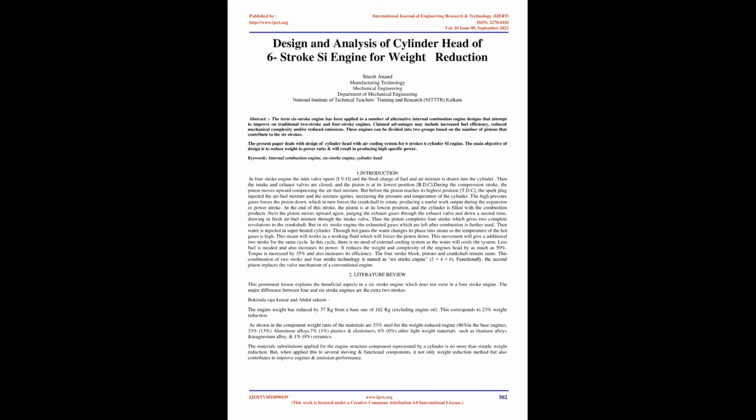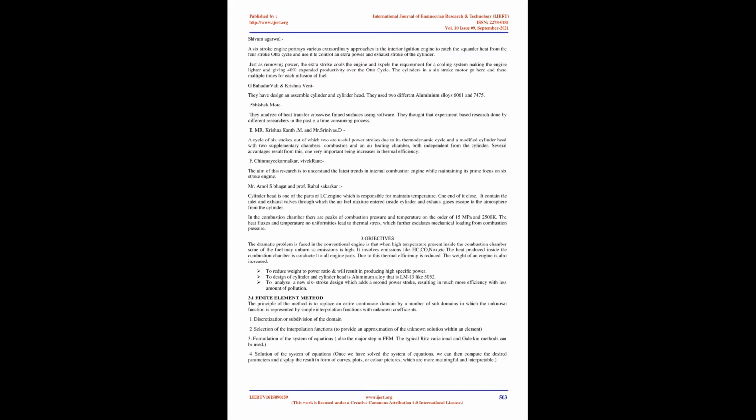But in 6-stroke engine, the exhaust gases which are left after combustion are further used. Then water is injected into the superheated cylinder. Through the hot gases, the water changes its phase into steam as the temperature of the hot gases is high. This steam works as a working fluid which forces the piston down. This movement will give an additional 2 strokes for the same cycle. In this cycle, there is no need of an external cooling system as the water cools the system.